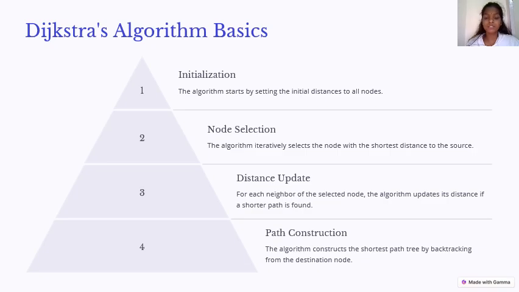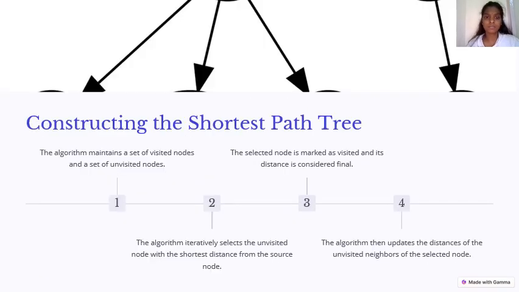Distance update means that for each neighbor of the selected node, the algorithm updates its distance if a shorter path is found. Next is path construction. The algorithm constructs the shortest path tree from the source to the destination node. These are all the basics of Dijkstra's algorithm: initialization, node selection, distance update, and path construction.